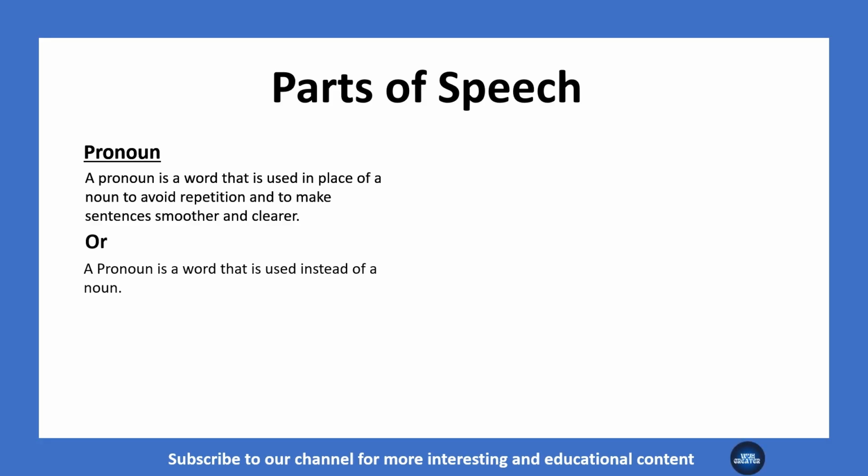Here is an example. Kohli is a student. He is hardworking. He lives in Delhi. In these sentences, the underlined word Kohli is a noun, and he is a pronoun.